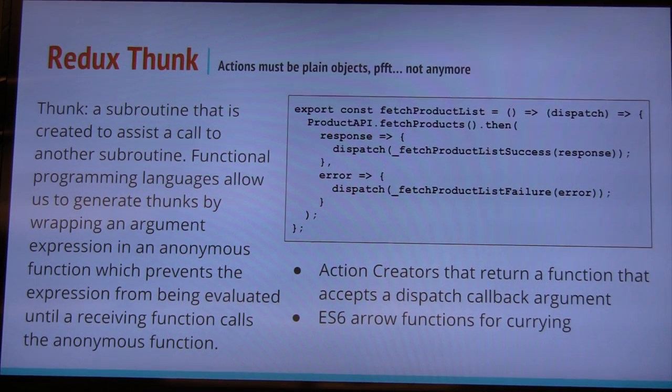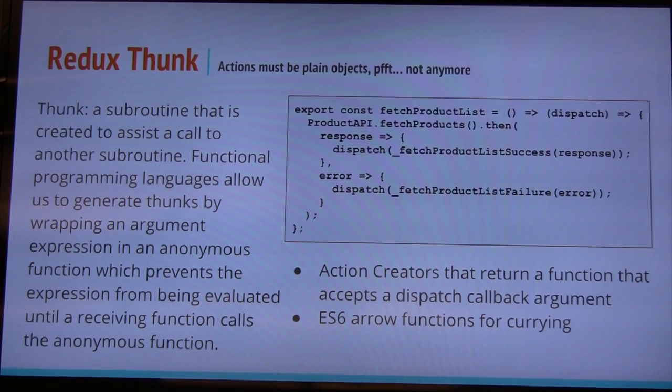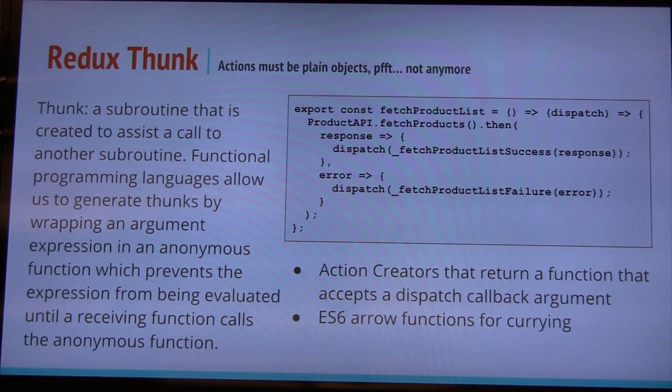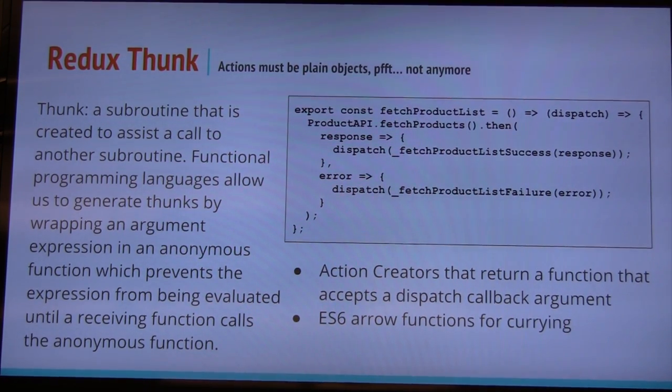So a thunk is a subroutine that is created to assist a call to another subroutine. Functional programming languages allow us to generate thunks by wrapping an argument expression in an anonymous function, which prevents the expression from being evaluated until a receiving function calls the anonymous function. Not bad, right?